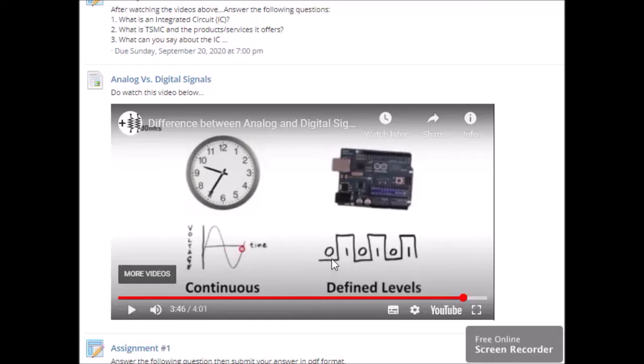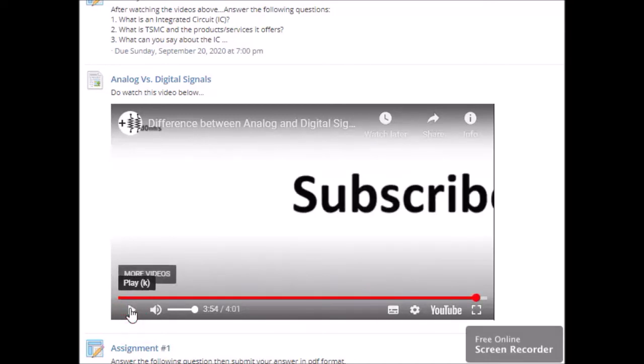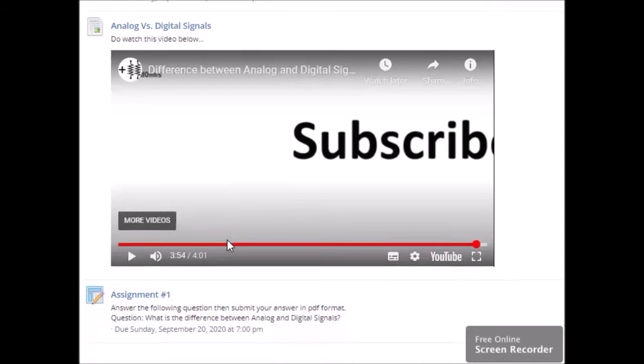Okay? This one, you can predict na kapag nag-change siya, you know na it's gonna be one level, and pag nag-change ulit siya from 1, it's gonna be 0. Okay? Unlike here, there are a lot of steps na pwede siyang puntahan. Ayun. So that is for our analog versus digital.